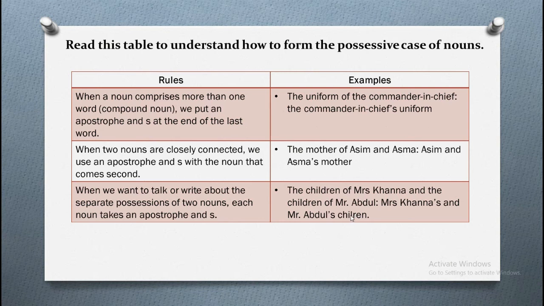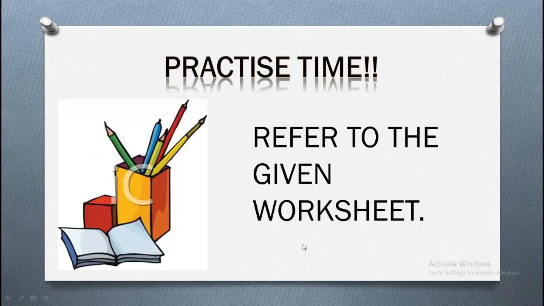Alright, I hope you have understood how we use the possessive case now. It could be done using apostrophe S or using the noun and of this person, of that thing. All these things can be done. With this, we end today's class and it's time for some practice.